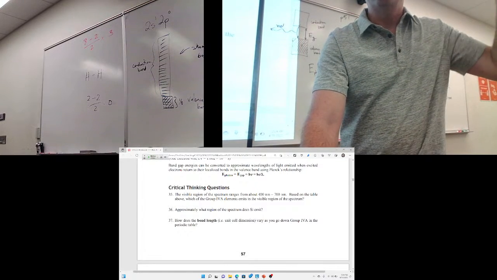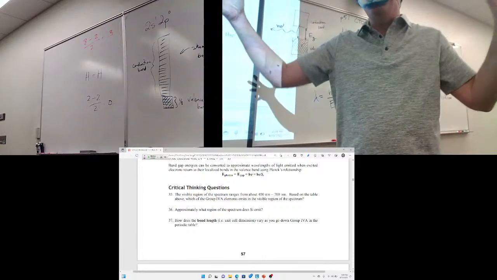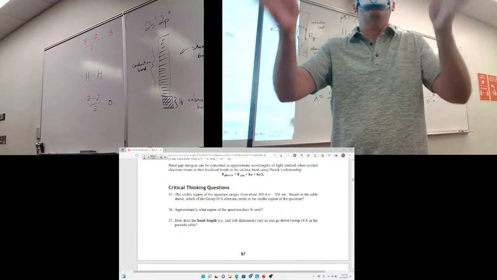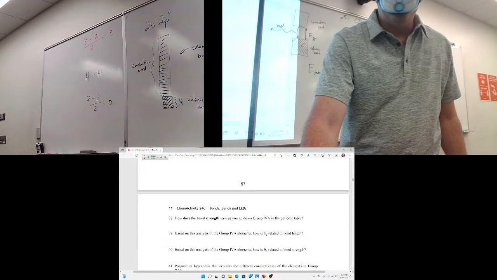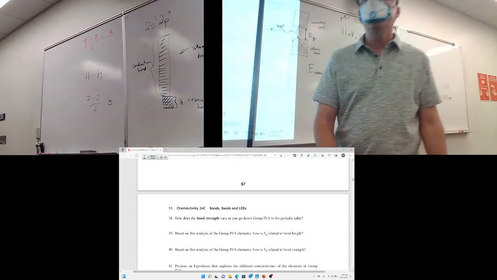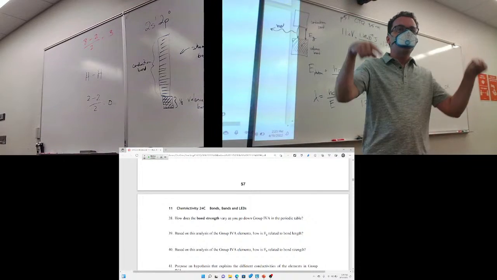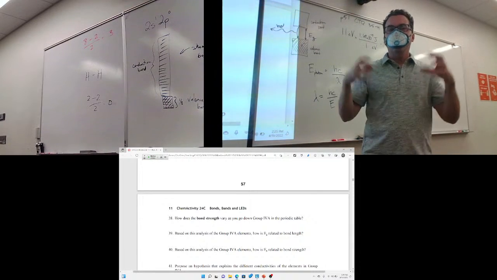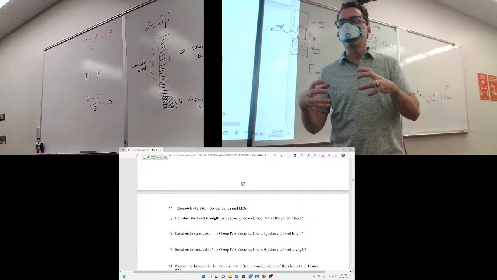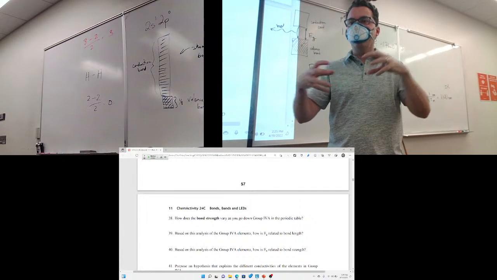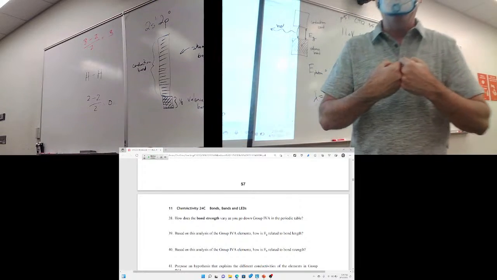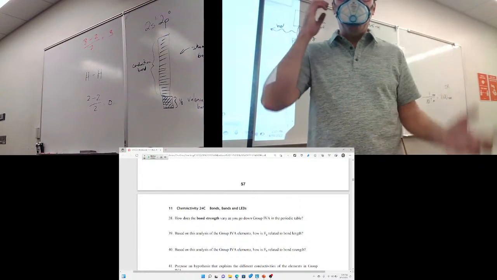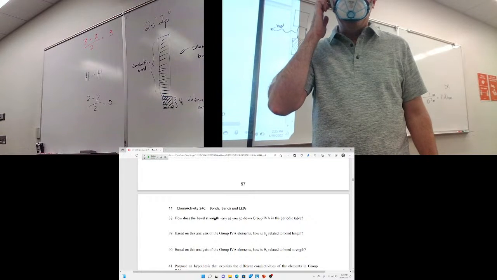Bond length increases. As the atoms get bigger, the bonds have to be longer. We measure from center to center, so the bigger atoms make longer bonds. The bond strength does the opposite. It goes down, and it has to do with overlap of orbitals. The smaller the atoms are, the better the overlap of the orbitals can be, and so the stronger the bond can be.